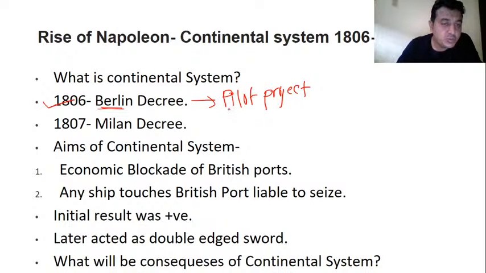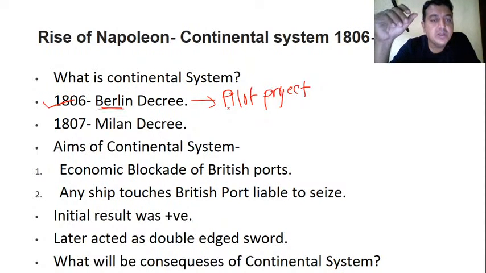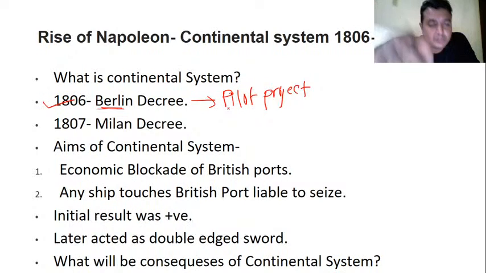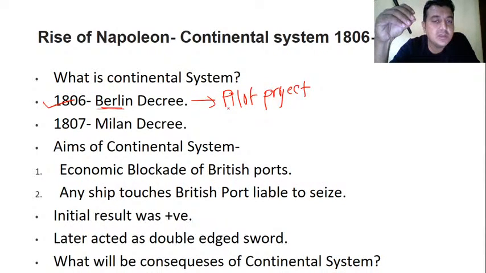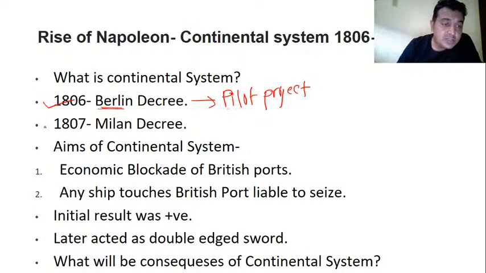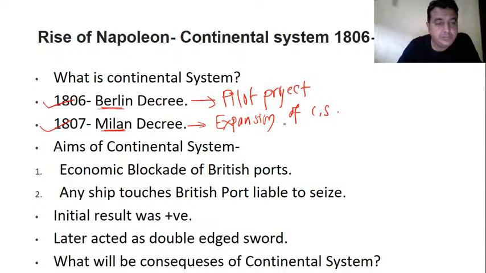When the Berlin Decree was issued, as this German speaking area was under Napoleon at that time, he issued the decree from that place, and in that the continental system is mentioned, but on a small scale. When initial success was there, in 1807 he issued the Milan Decree. Milan is in Italy right now, so the Italian speaking area was also under Napoleon. So, expansion of the continental system through the Milan Decree. What's the aim? Economic blockade of British ports, and any ship that touches a British port is liable to seizure.